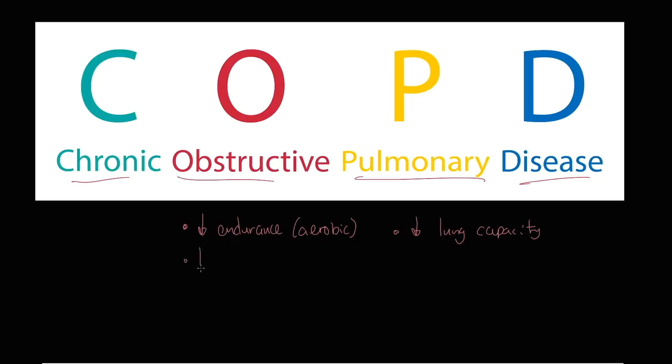We're also talking about a decreased surface area of alveoli. So the alveoli, the site of gaseous exchange, are also going to decrease their surface area as a result of this condition.